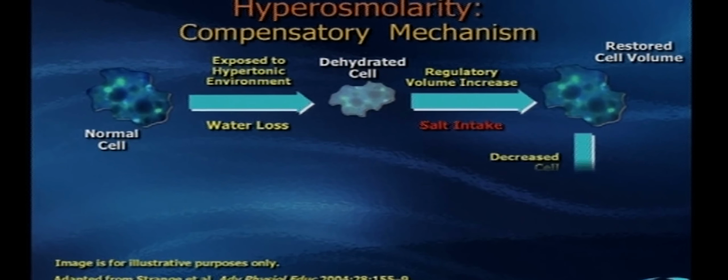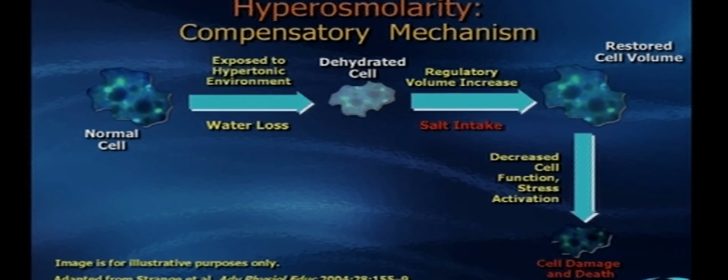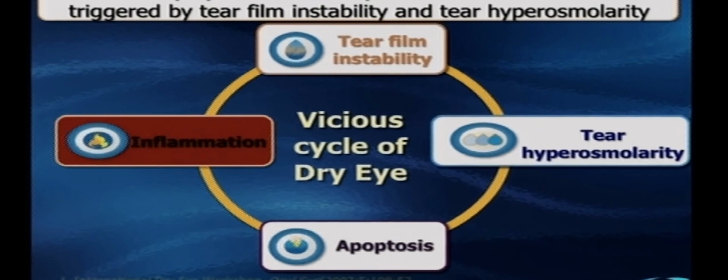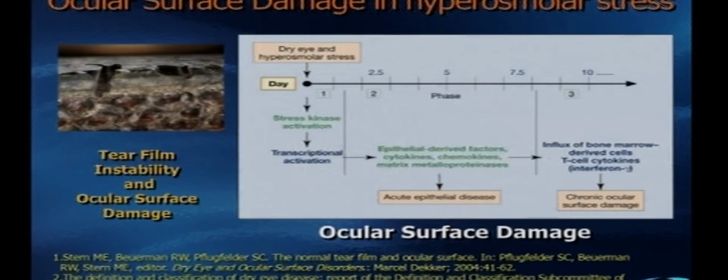But what also happens is that it brings in too much sodium, potassium, magnesium, and all these electrolytes, and this causes a decrease in cell function because there's now hypernatremia and hyperkalemia within the cell, and that produces cell damage and apoptosis. So this is the vicious cycle, and I've just taken the major parts of this, wherein tear hyperosmolarity is what adds to this whole process, leading to apoptosis of the ocular surface.